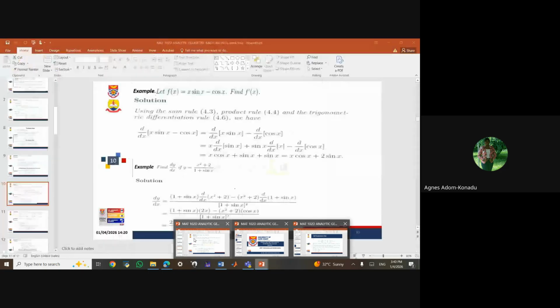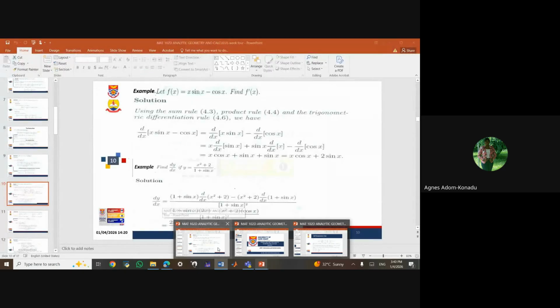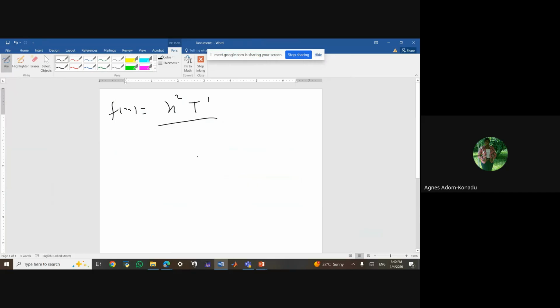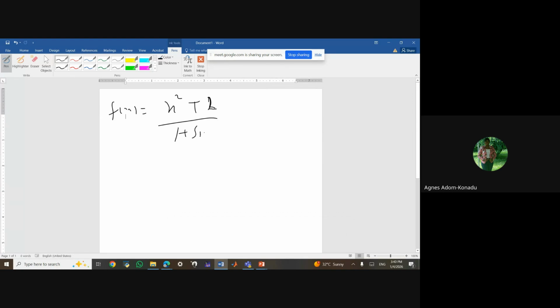Okay, so I want to differentiate f(x) equal to x squared plus 2 over 1 plus sine x. Please, the denominator is 1 plus sine x. So please, let's differentiate this. What do we use to differentiate this? Quotient rule. Yes, quotient rule and sum rule.